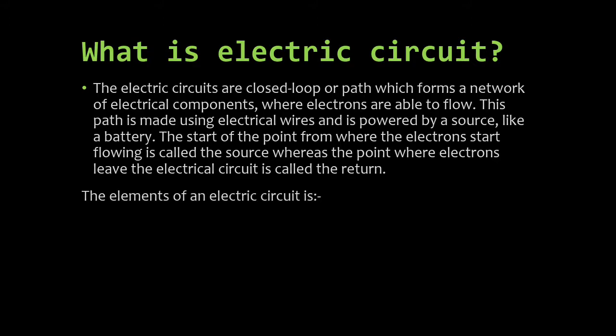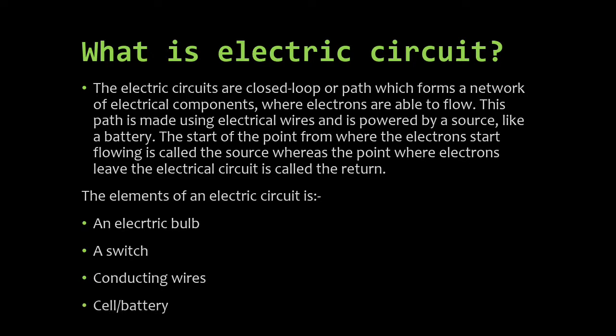The elements of an electric circuit are an electric bulb, a switch, conducting wires, and a cell or a battery. Cell or battery is the source of electric current. Two or more cells combined together and connected with a conducting wire from the positive terminal of the first cell to the negative terminal of the second cell and so on is known as a battery.